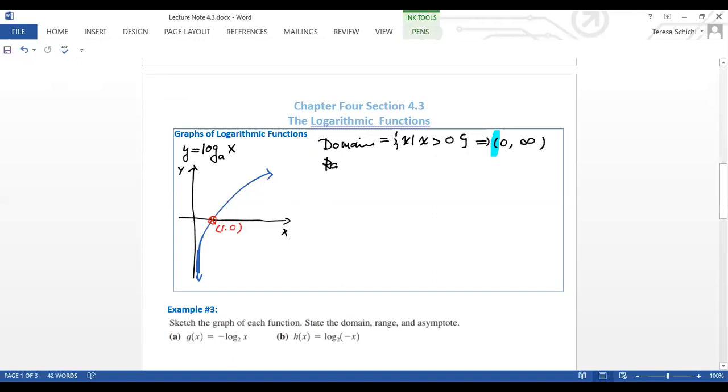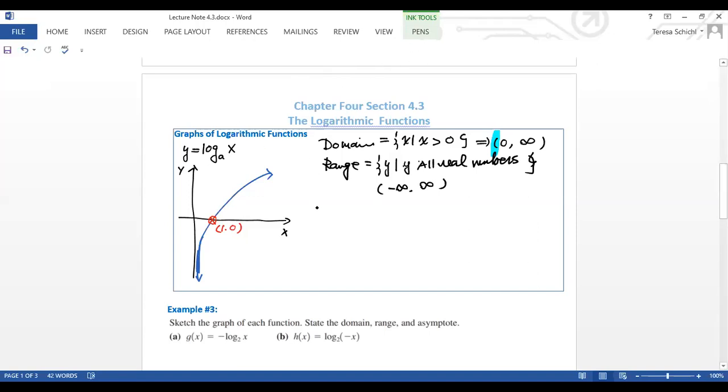Now, the range. The range is the y value. So what is the range here? It's going to be the y values, right? So y belongs to all real numbers. So it's from negative infinity to positive infinity. So you can write it as negative infinity to positive infinity.